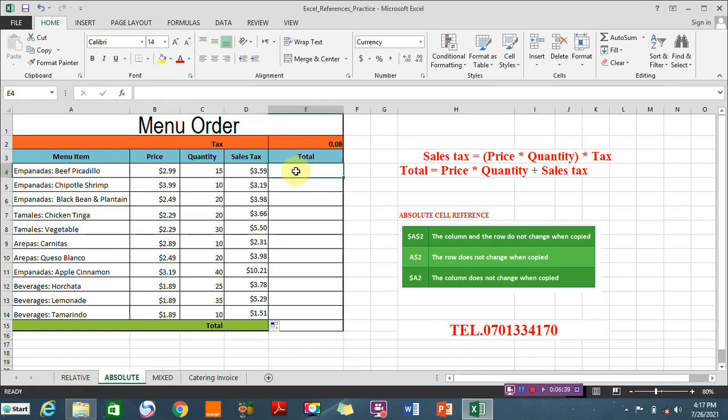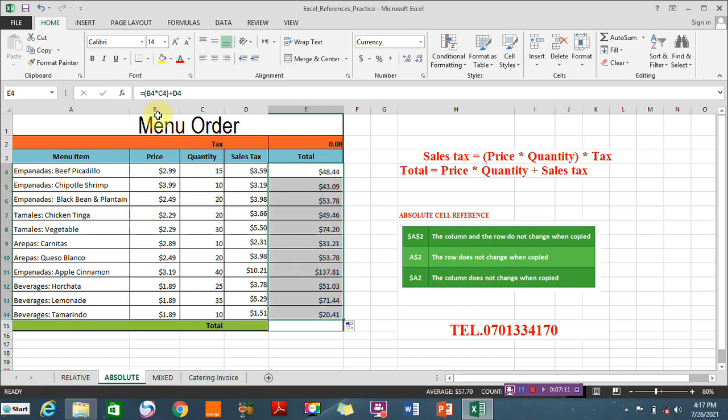That is it. So let's get another answer here. They're telling us that the total is supposed to be the price multiplied by the quantity, then we add on the sales tax. Let's say equals, we open our bracket, we put in our price as they have told us. We multiply it by the quantity. Then we close our bracket, we add our sales tax we have just got. Then we press enter.